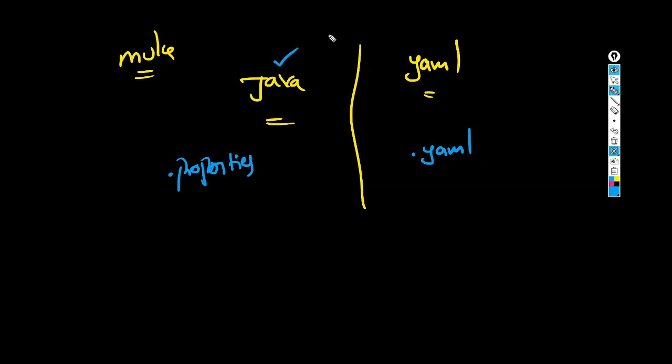Either you can follow the Java programming style, otherwise you can follow the YAML programming style. Whenever we want to follow the Java programming style, we need to create a file with the extension .properties. For example, if I want to create a property for the dev environment, we can create dev.properties. If you want to create one for the testing environment, you can go for qa.properties. This is the way we can create it.